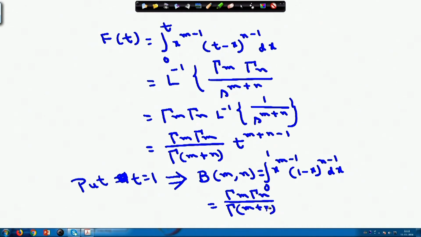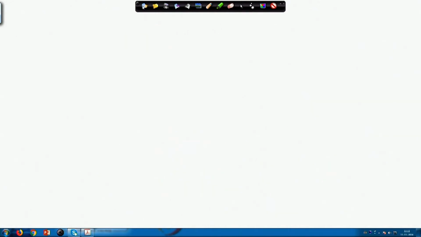So, using the convolution theorem, effectively we are trying to find out the solution of an integration, or we are finding the value of an integration. One thing we did, that is beta(m, n) equals gamma m gamma n by gamma (m plus n). This we proved using the convolution theorem.